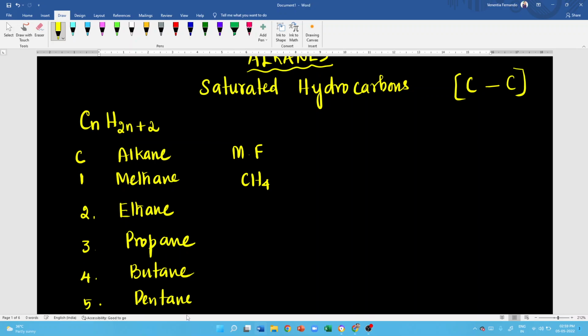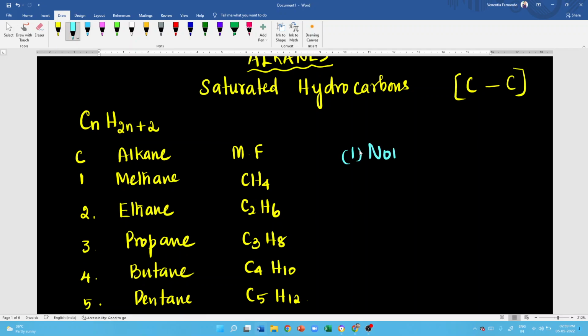So further, if you know the homologous series, you can verify. Their successive formulas are C2H6, C3H8, C4H10 and C5H12. Okay, for the chemistry of alkanes, the first thing we need to know is its nomenclature, the IUPAC name. For alkanes, the common name and IUPAC name are both the same.